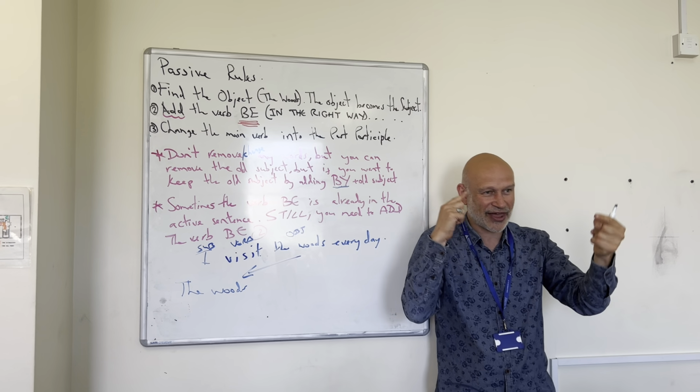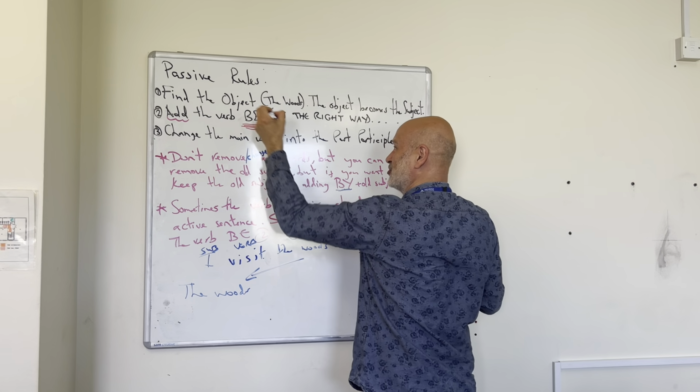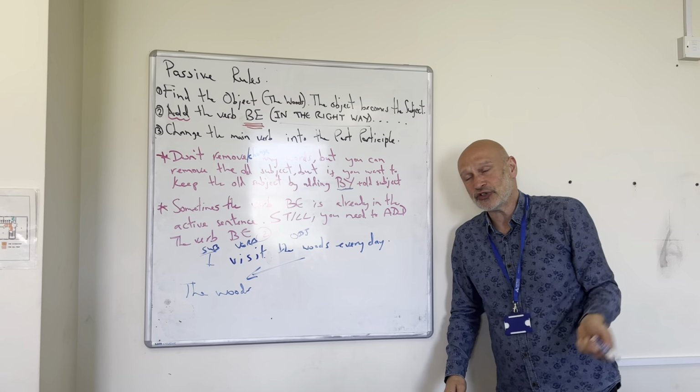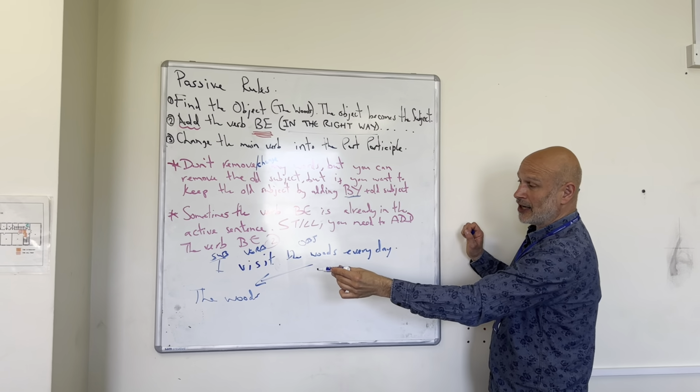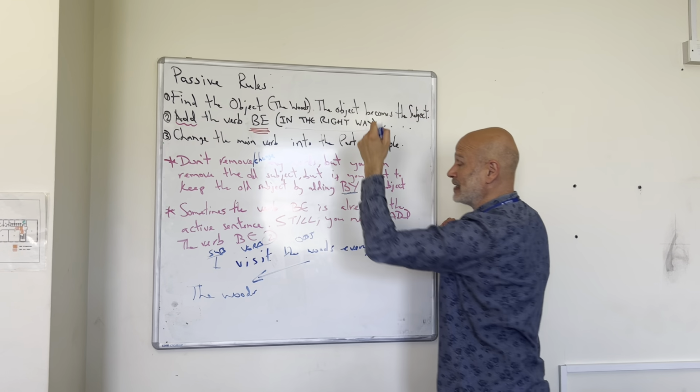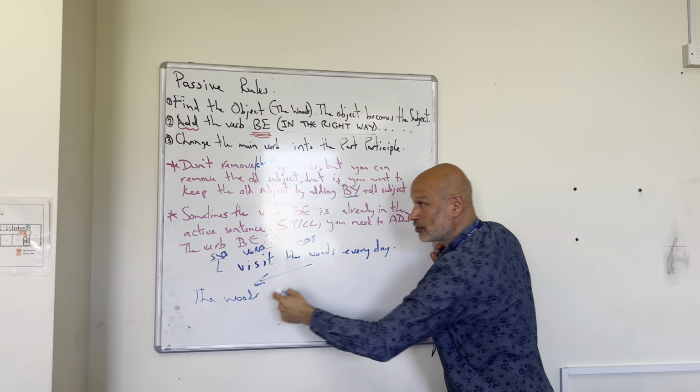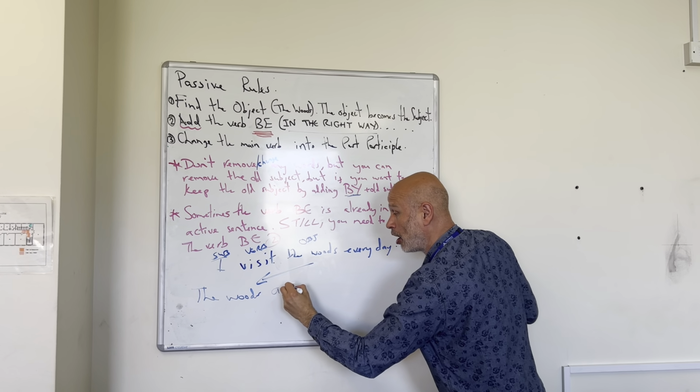So we need to just think that through. And I didn't give you much indication. I just said, do it in the right way, and you got there in the end. Well done. So, find the object. The object becomes the subject. Add the verb to be in the right way. This is plural. It's present simple, so the woods are.